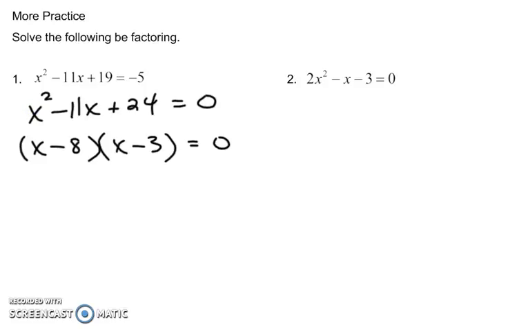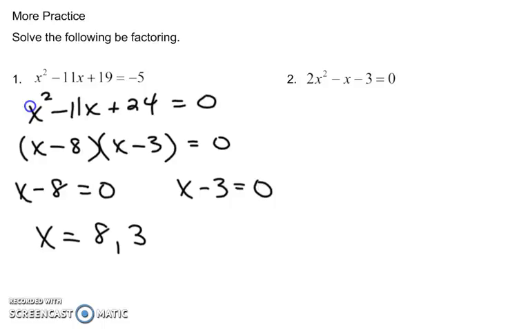We'll set both factors equal to 0. So x minus 8 is equal to 0. x minus 3 is equal to 0. So that we get x is equal to 8 and 3.